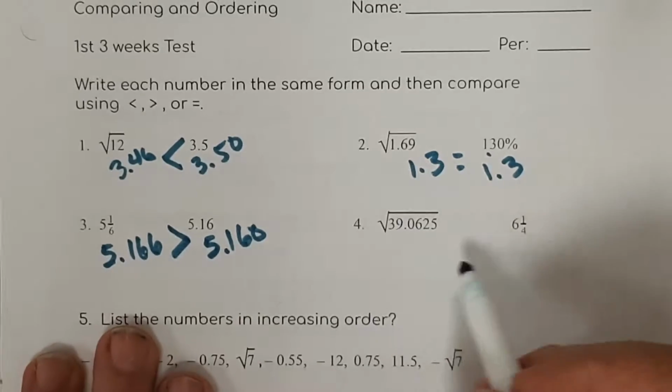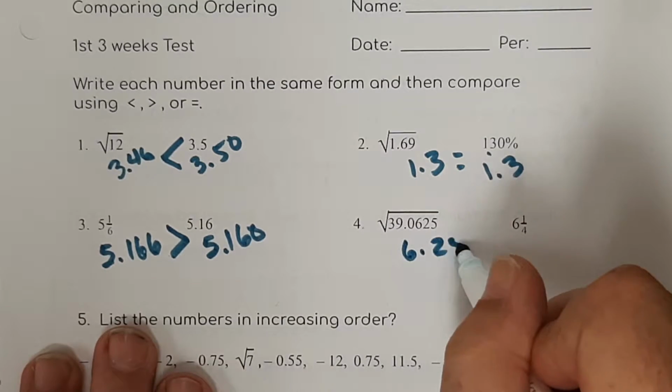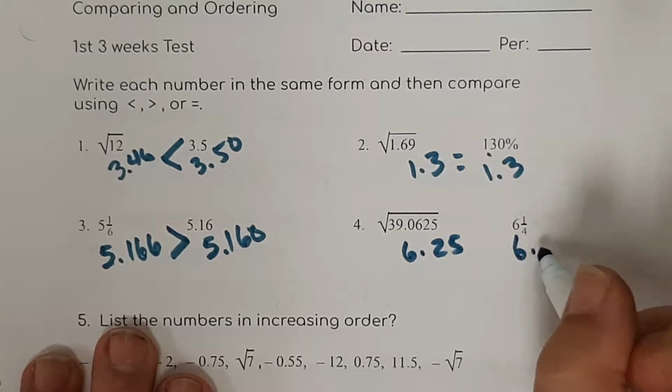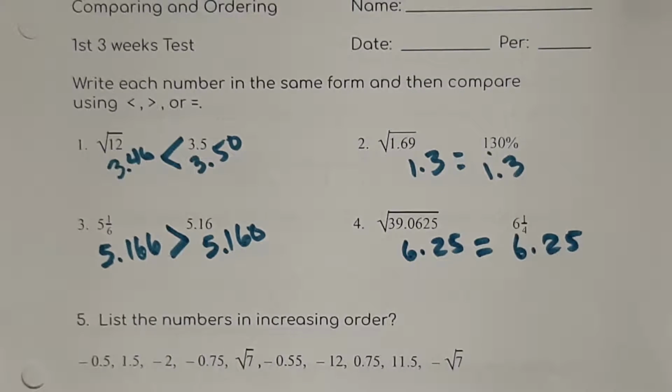And last, if I take the square root of this, I get 6.25, and 6 1/4 is 6.25. So again, we have another equal. So that's the first 4.